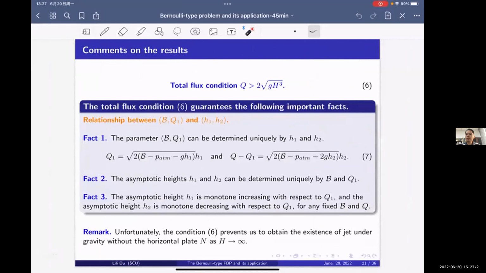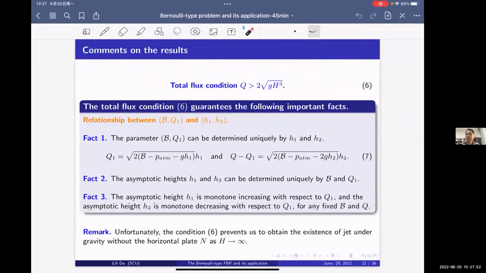Next, we will explain the restrictive condition on the total mass flux. Q is bigger than this quantity, where g is the acceleration of gravity and capital H is the distance between the orifice and the ground. Condition 6 guarantees the following important facts in our proofs.